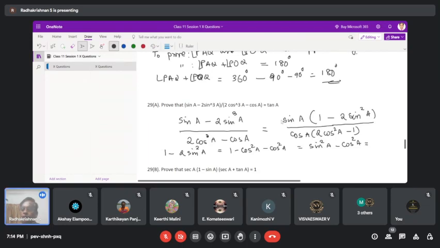So sine square A minus cos square A, what is it? Any identity that you know? Sine square A plus cos square A is 1. When the plus gives 1, when you put minus, it will not give 1. Rather, look at it the other way: what is cos square A minus sine square A?